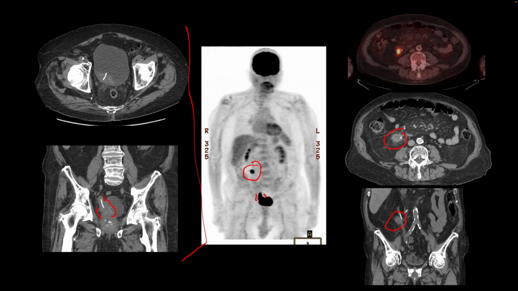And so we know that TCCs can be multifocal, and so we have to pay attention to the entire tract to make sure that we are not missing any tumors.